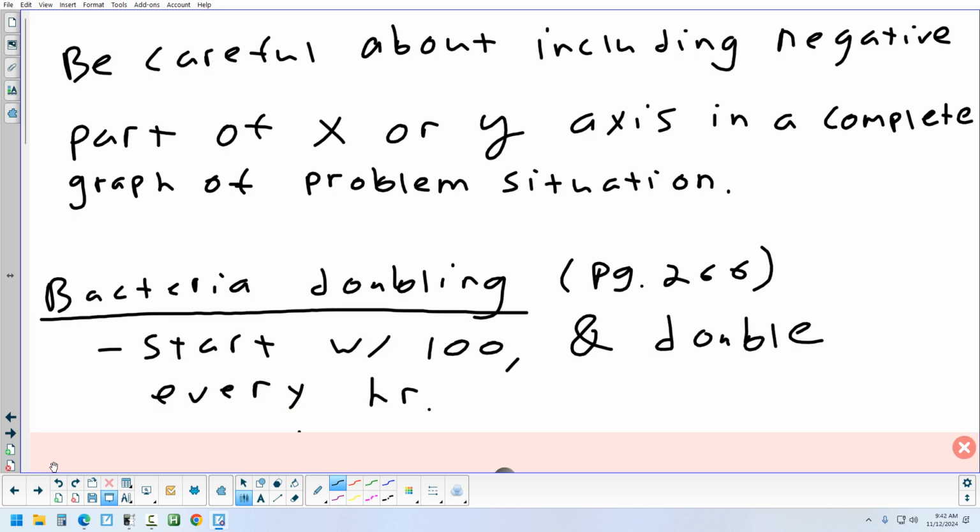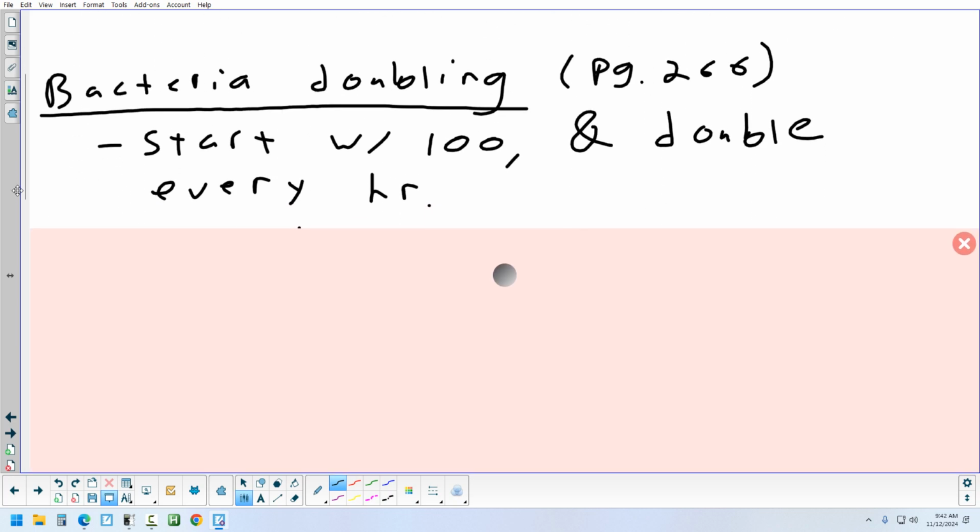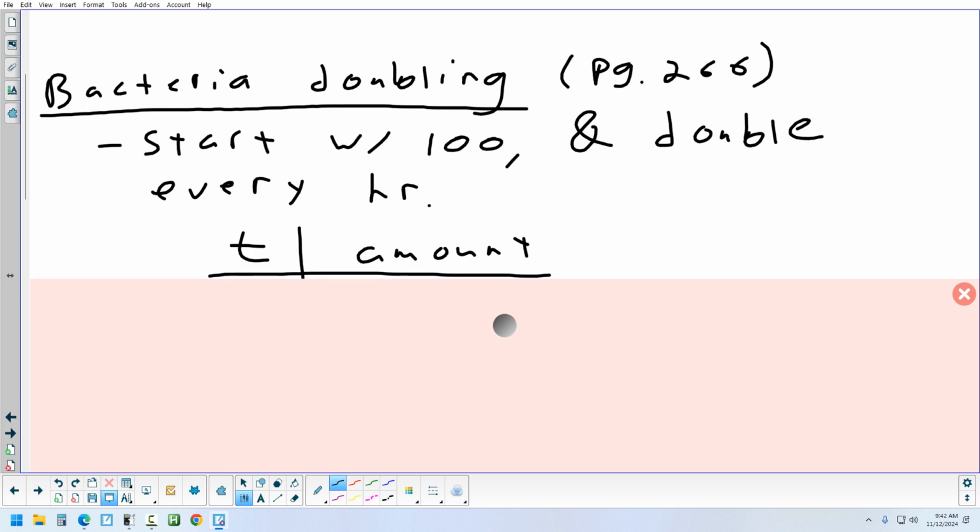All right, let's look at this one. So this is going to be a very specific kind of exponential growth. This is something doubling. So let's say we start with 100 bacteria, and it doubles every hour. See if we can look at a pattern and then generalize it.